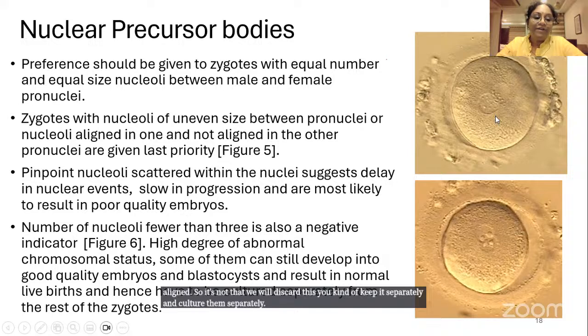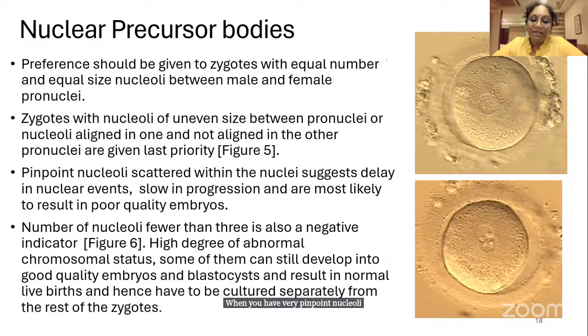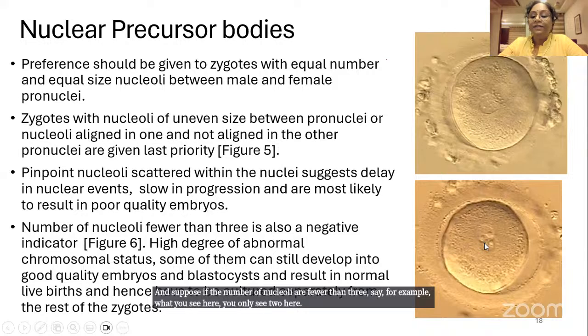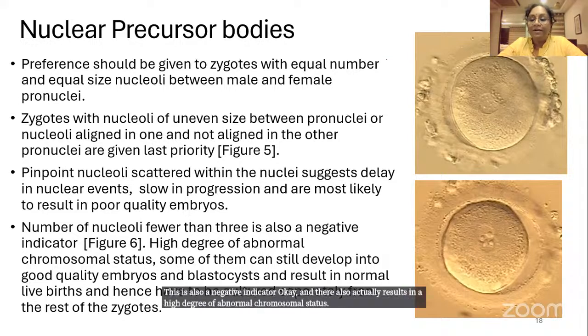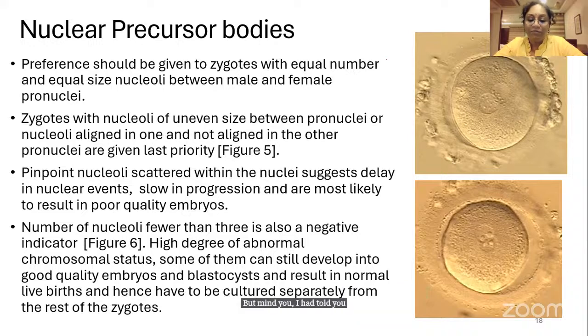When you have very pinpoint nucleoli, that suggests delay in nuclear events, and it also indicates slow progression, and the embryo quality might be poor from this zygote. And if the number of nucleoli is fewer than 3, say for example, here you only see 2, this is also a negative indicator, and it results in a high degree of abnormal chromosomal status. But mind you, as I told you earlier, some of them can develop into good quality embryos and blastocysts and can result in normal live births. Hence, the key is to culture them separately.